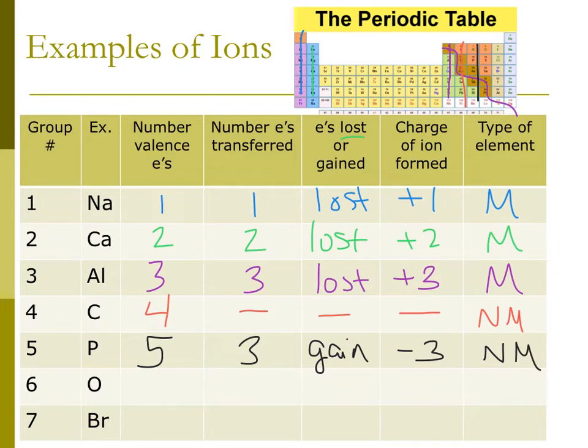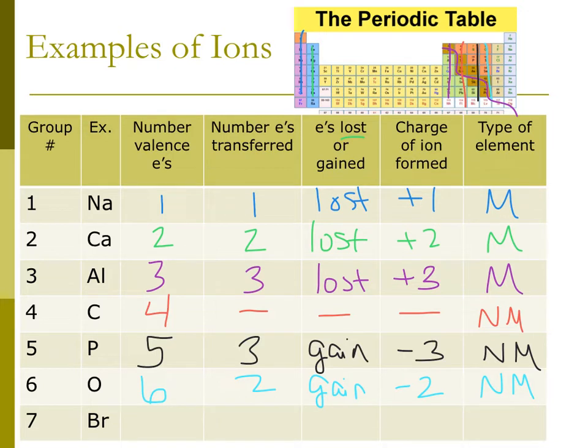We're looking at non-metals. On to oxygen's family in group 6 or 16 with 6 valence electrons. If we're going to get to 8, we're going to need to gain 2 more, which would give it a -2 charge, and we are still on the right side, so again a non-metal.